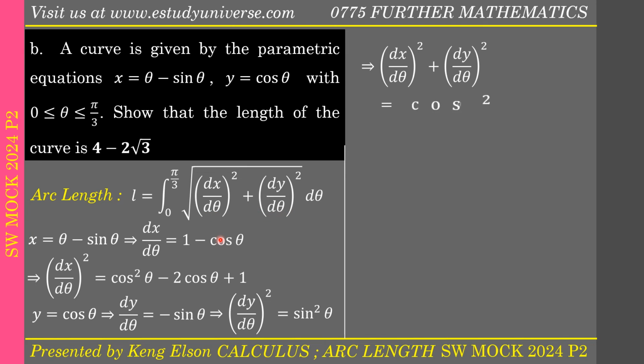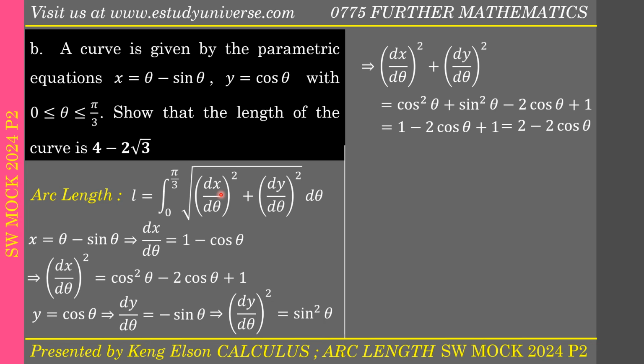What is inside the square root will just be cos square theta minus 2 cos theta plus 1, then plus sine square theta. I brought sine square theta in front because I know that cos square theta plus sine square theta is equal to 1. Now 1 plus 1 is equal to 2. Okay, now, what is 2 minus 2 cos theta?